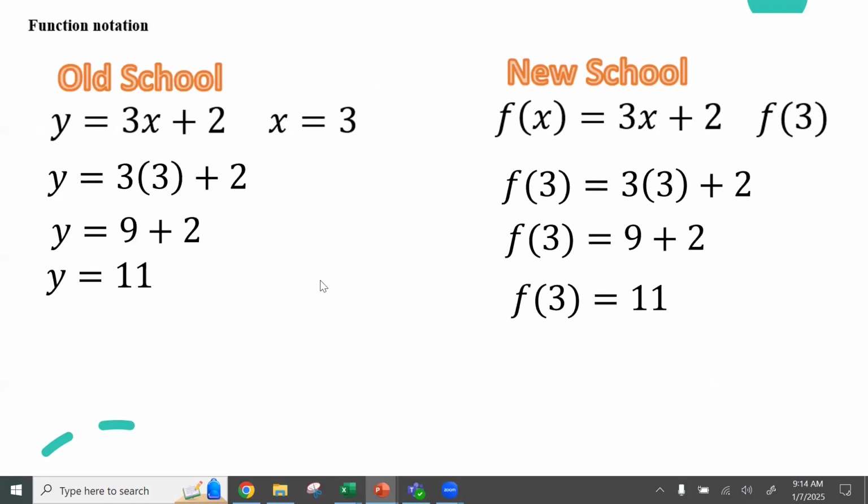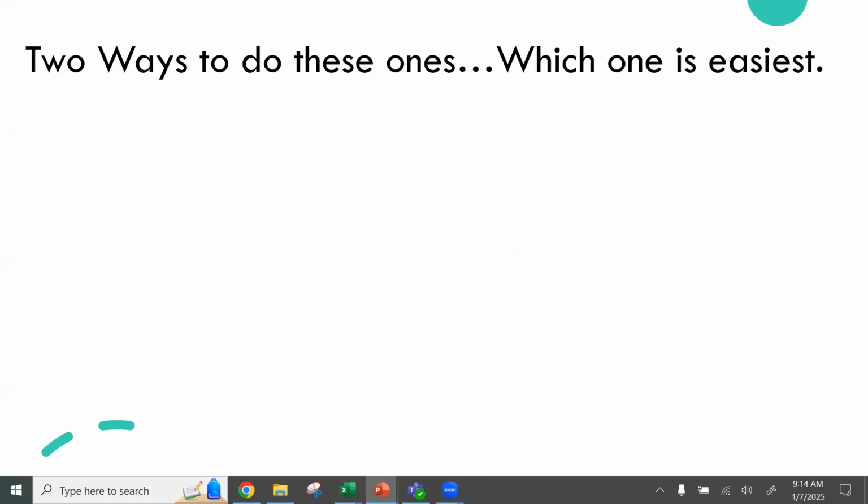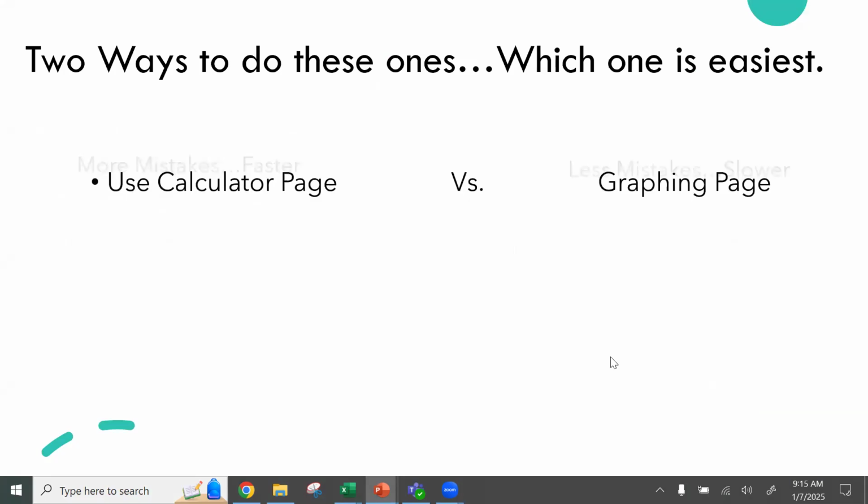Don't overthink that, okay? Now, there are going to be two ways that I can show you how to do these types of problems. I'm going to show you the graph way, which is easiest, and then I'll show you the plug and chug, which is a little bit longer, but you'll see what I mean.